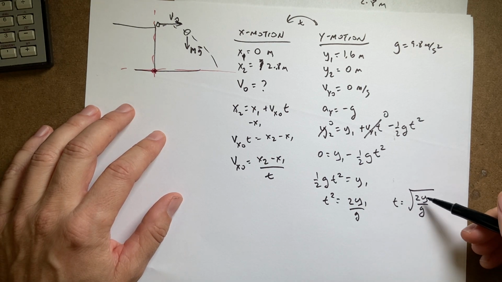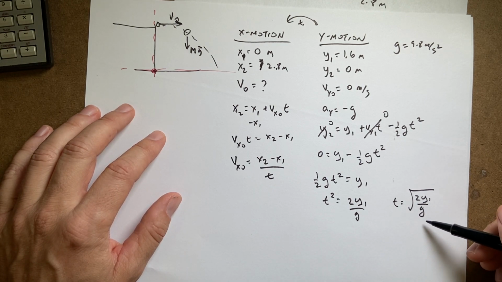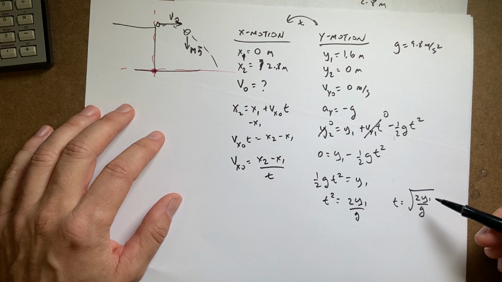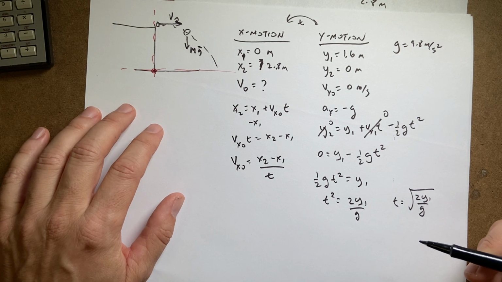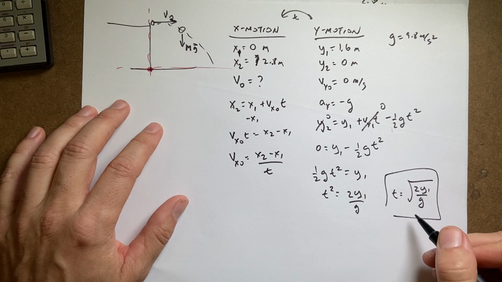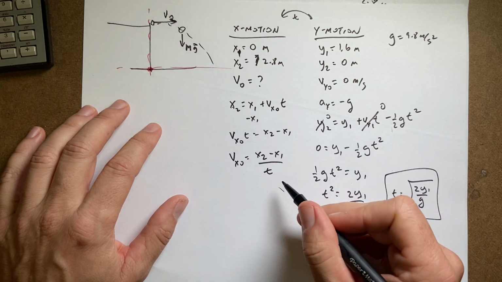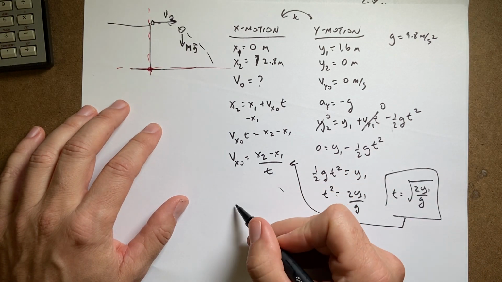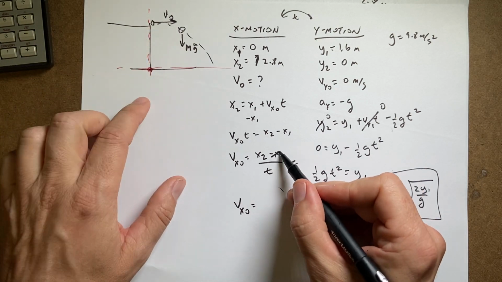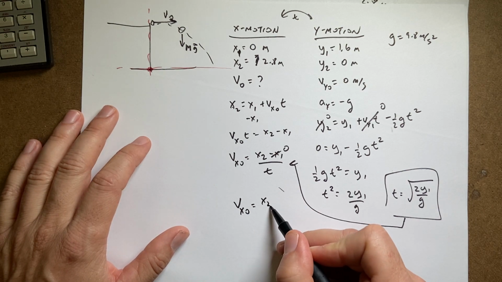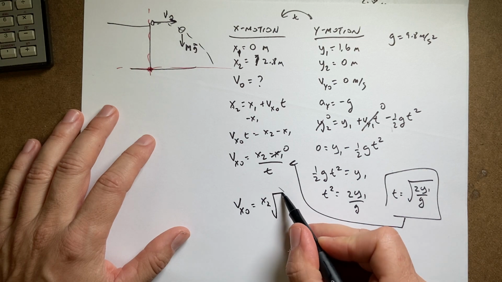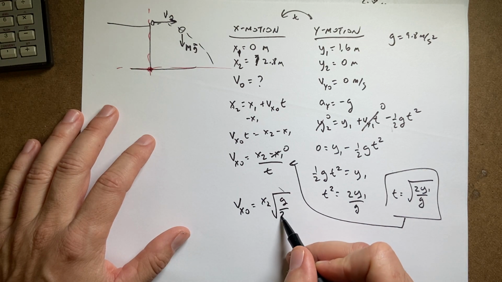Let's just check the units. Meters divided by meters per second squared. The meters cancel, the seconds flip up. I get seconds squared. I take the square root, I get seconds. Check. That doesn't mean it's right, okay? But if I get something different, it does mean it's wrong. So there's my time. I'm not even going to put in the value yet. I can put that in over here, and I get vx0 equals, and I know x1 is 0, so I'm going to write this as x2 over t. So this is going to be x2 times the square root of g over 2y1.